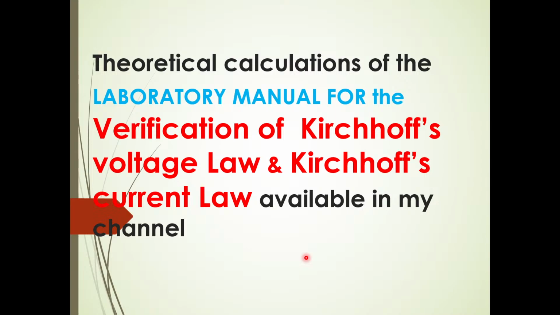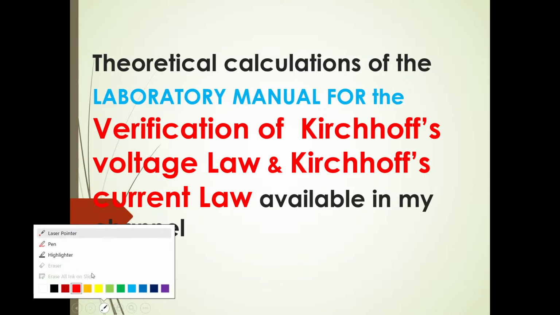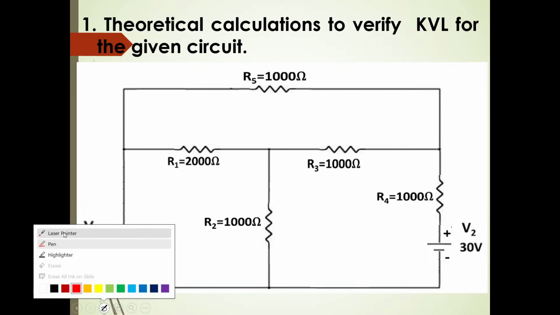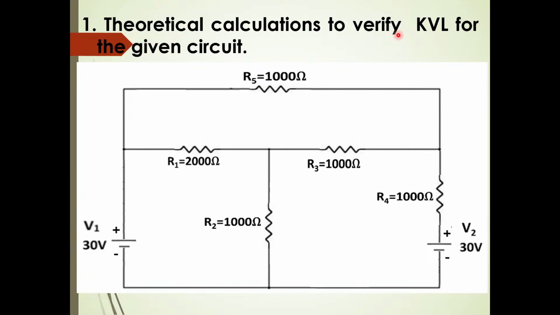So let us see what is that circuit for which we have to do the theoretical calculations. Theoretical calculations to verify Kirchhoff's voltage law for the given circuit. You can see here there is a voltage source V1 whose voltage value is 30 volts, and another voltage source V2 whose voltage value is 30 volts. And there are three meshes you can see: this is one mesh, this is one mesh, and this is one mesh.